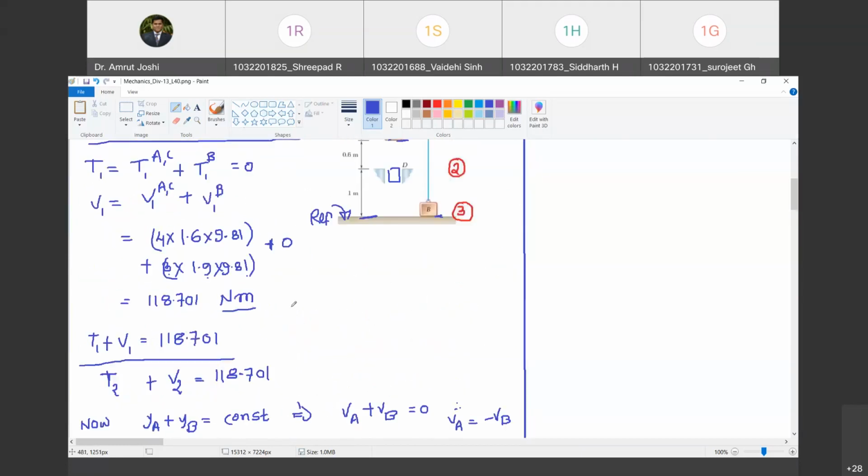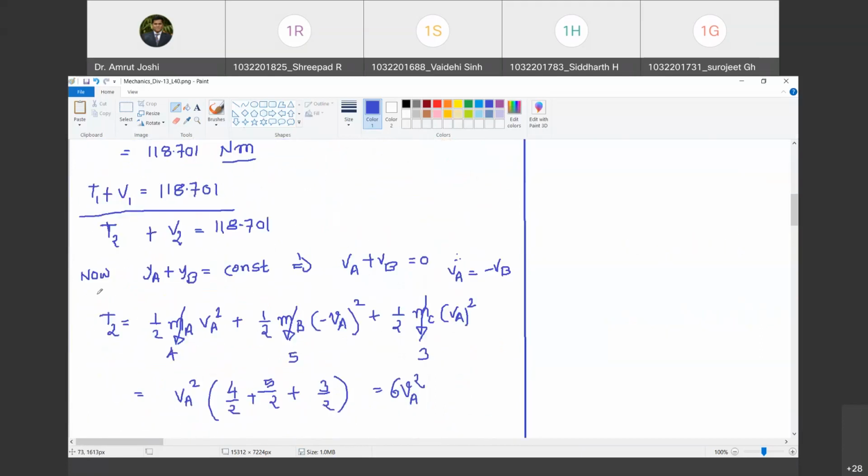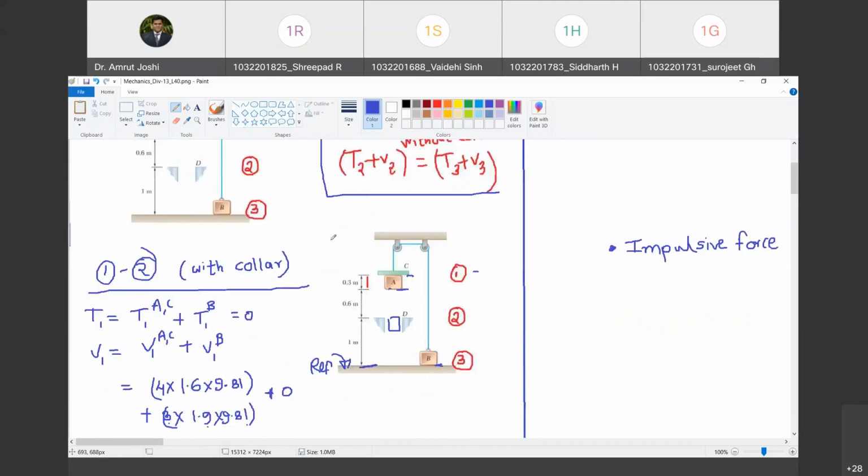Now we will also have a look at the kinematics of blocks A and B. Why? It will be clear in a while. If I take this as the reference and call this YA and this YB, then what is the equation?